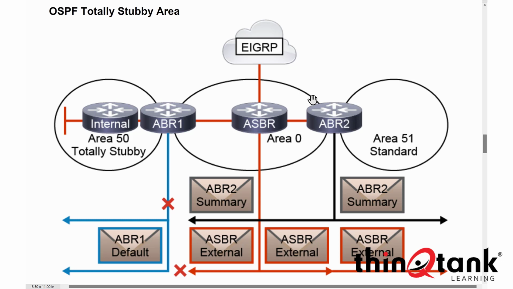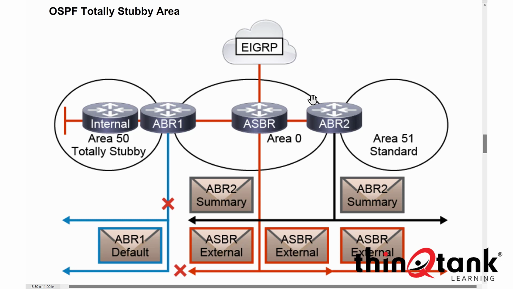Totally stubby means nothing is allowed in. Summary routes are not allowed in. External routes are not allowed in. Internally, you're only going to have type 1s and 2s. And then you're going to have a default route that gets sent into the totally stubby area so that you have reachability to the rest of those prefixes. But you just won't be able to see them individually in the routing table.